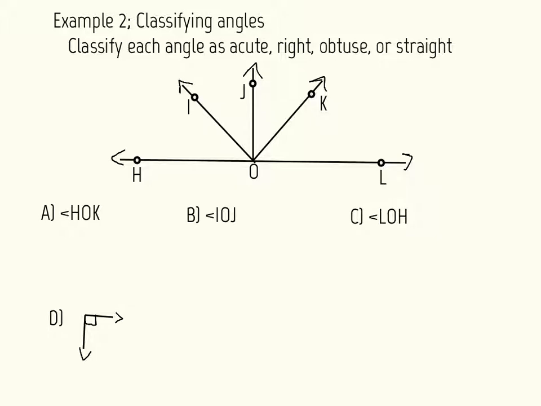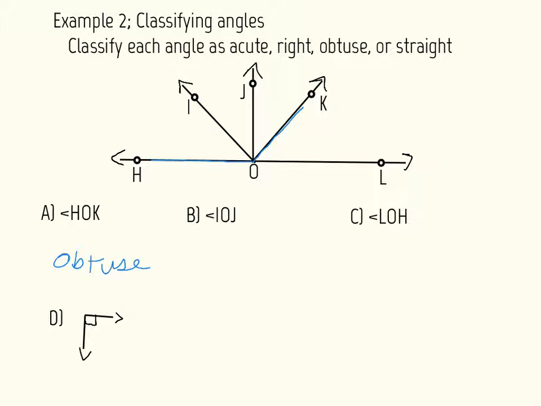For example 2, we are classifying angles as acute, right, obtuse, or straight. Now in this one we're going to have to go just by a guess, but normally we'd have to use a protractor to know for sure which one it falls under. So for this first angle, we have angle HOK. Well, that is clearly not a smaller than 90-degree angle, so I'm going to call it obtuse.